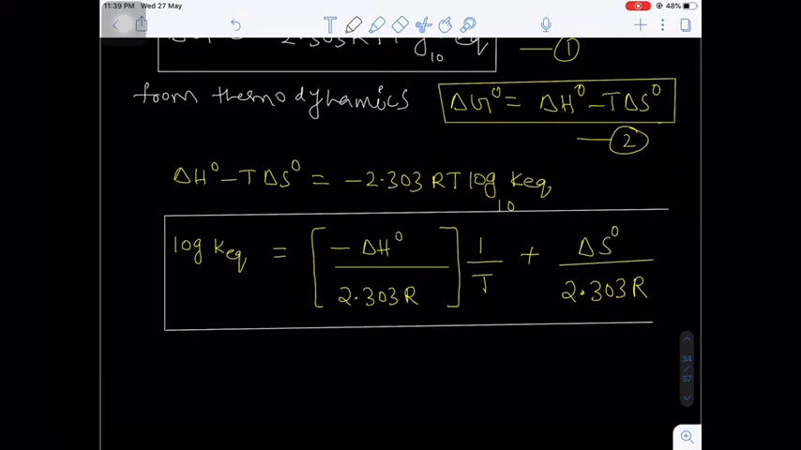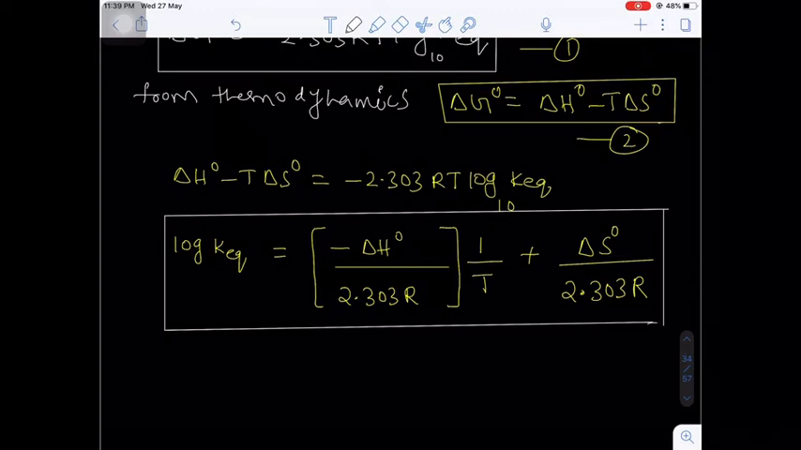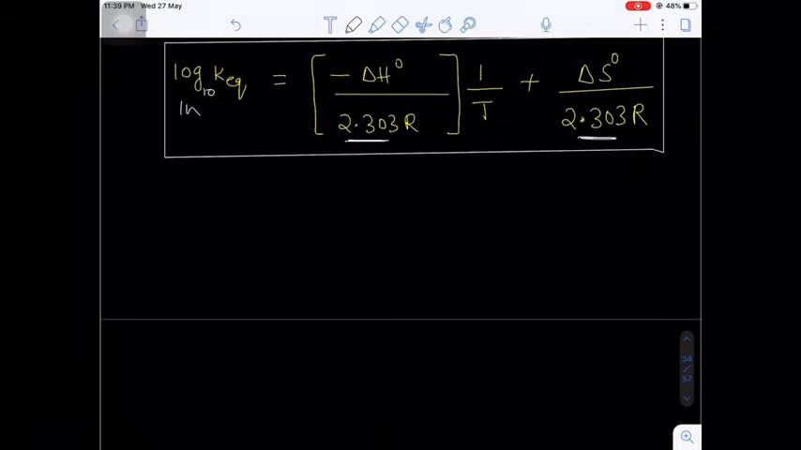Now in this expression we have the equilibrium constant, the enthalpy of the reaction, and the entropy of the reaction. Suppose I am taking ln K equilibrium, then we should not write the 2.303. If we write the base 10 log, then we have to write the 2.303. Are you getting my point?